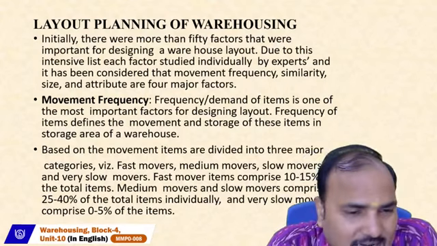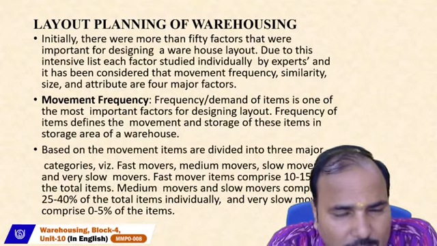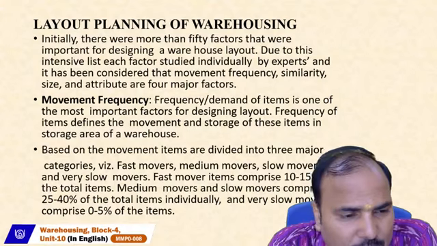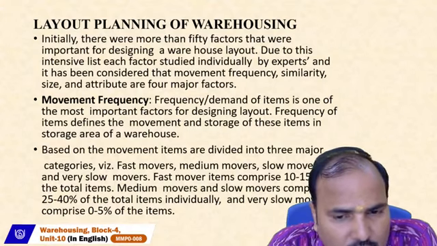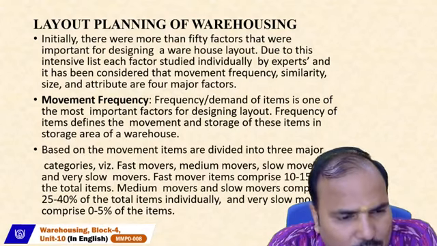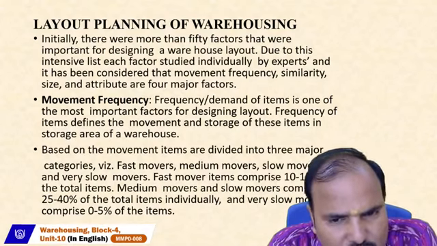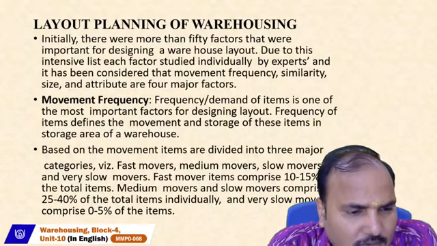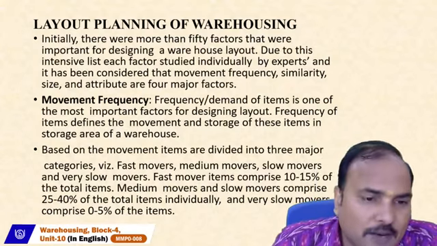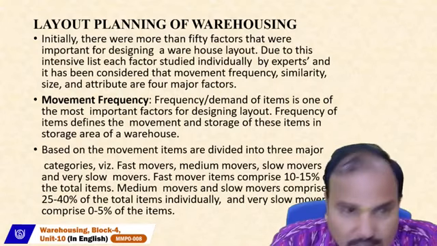So as per these categories, what happens? The fast mover items basically comprise 10 to 15% of the total items. Medium movers and slow movers comprise 25 to 40% of the total items, and very slow movers comprise 0 to 5%. So accordingly, the planning will be made.